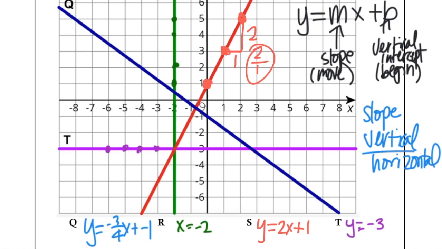So as a recap, we found all of the lines that were either horizontal or vertical, and wrote those equations first. For the ones that had an incline or a slope, we're going to find the slope first using a slope triangle, and then find the vertical intercept and write that in our form, y equals mx plus b.